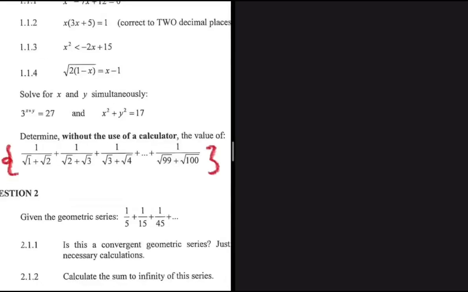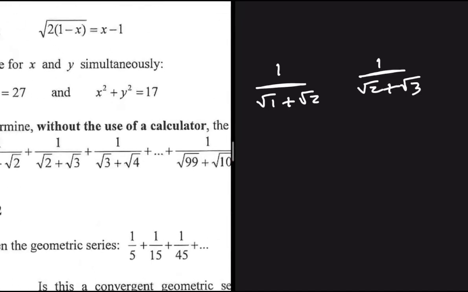Right. We have a series. What is a series? A series is a summation of the terms of a sequence, right? So you can see that for the first term, we have 1 divided by square root of 1 plus square root of 2. And then the second term, we have 1 divided by square root of 2 plus square root of 3. And then the third term is 1 divided by the square root of 3 plus the square root of 4.